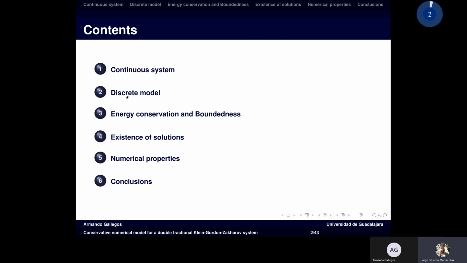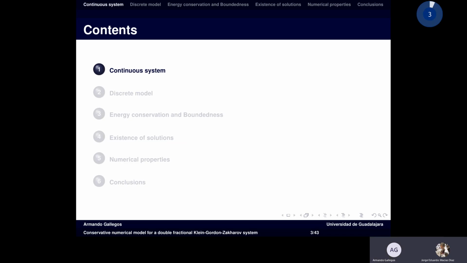This is the schedule of our presentation. I'm going to talk about the continuous model, the discrete model to solve the continuous model, the energy conservation and the boundedness, the existence of solutions, numerical properties, and finally some conclusions.